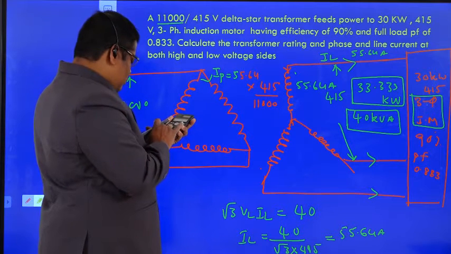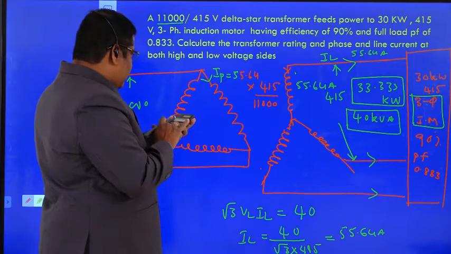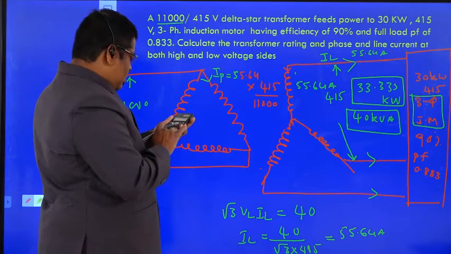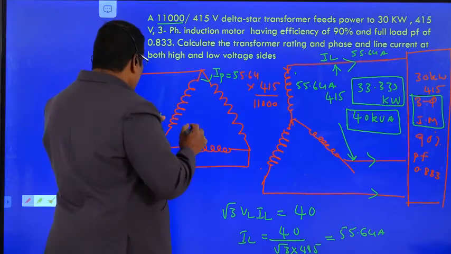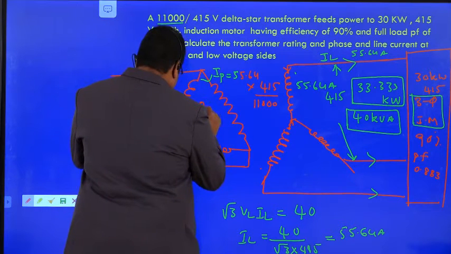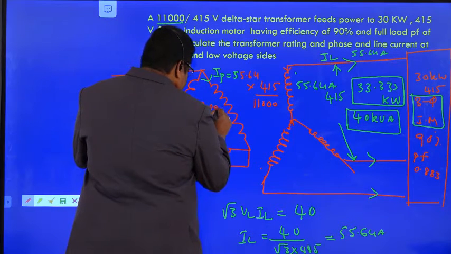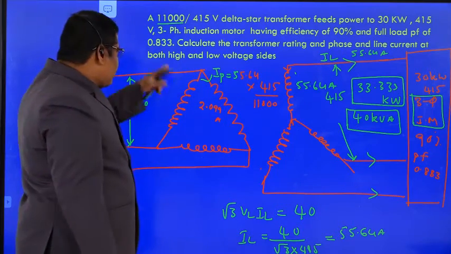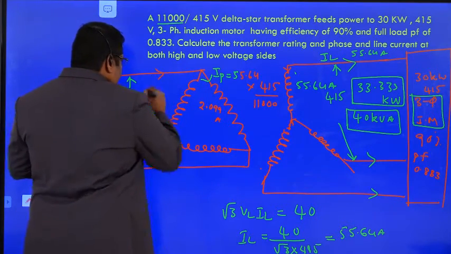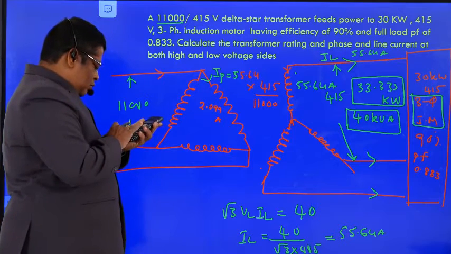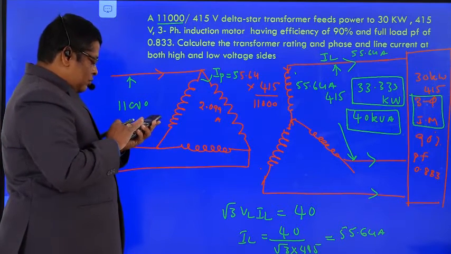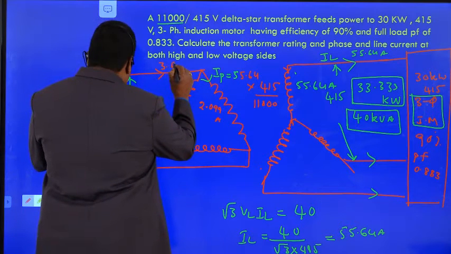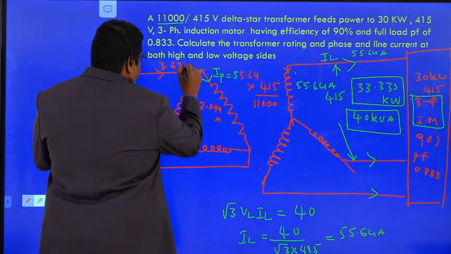55.64 into 415 divided by 11,000. We are getting the current as 2.099 amperes. This is the per phase current. Now when you come to the line current, into root 3, so into 1.732, we are getting 3.635 amperes.